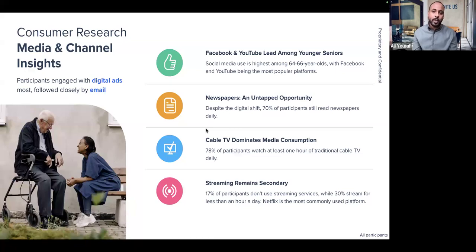And then in terms of media, cable television did remain the most popular. In fact, around 20% of participants said they don't use streaming services at all. So cable and newspapers are really popular there, and I think we'll get a lot of traction with seniors.